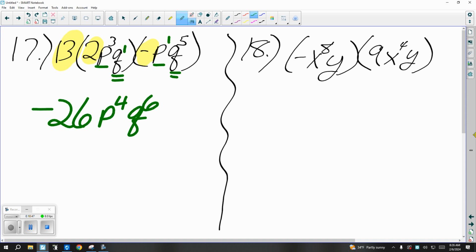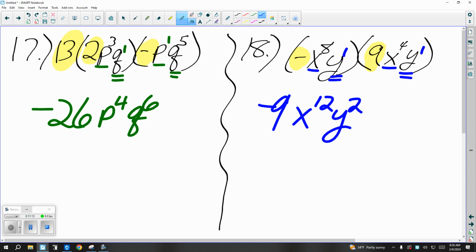Highlighter time. I got to multiply this times that. And so that's going to be negative 9. And then I got x to the 8th and x to the 4th, which is x to the 12th. And then I got y to the 1st and y to the 1st, which is y to the 2nd, aka y squared. Understand that one? I hope so. I know these problems are going to slow down here, but I'm cruising right now. I'm just on cruise control.